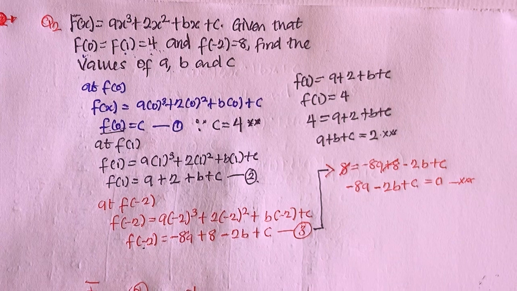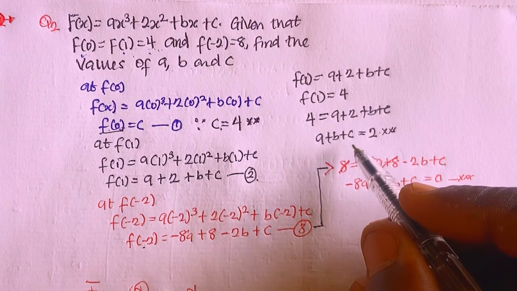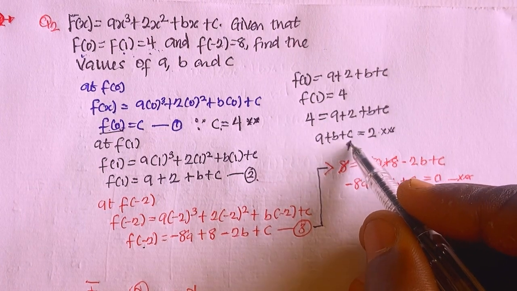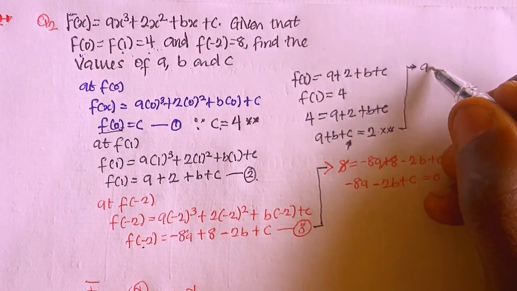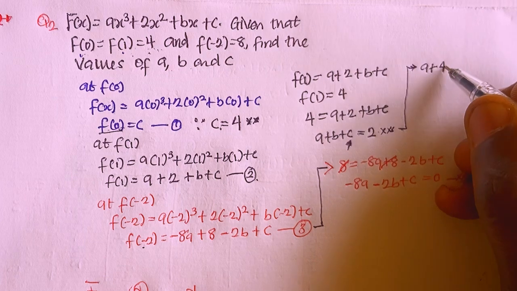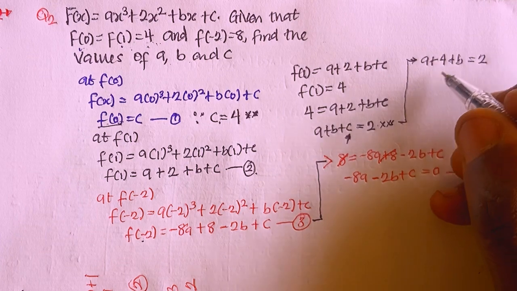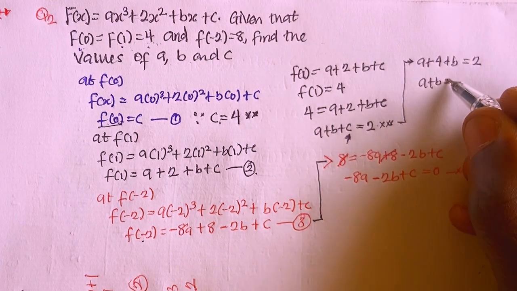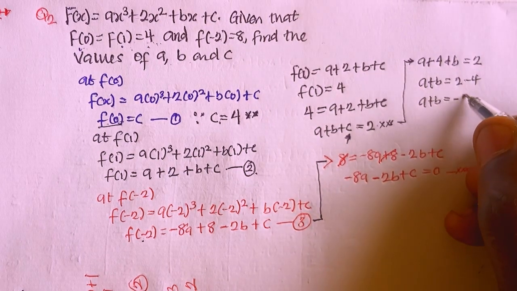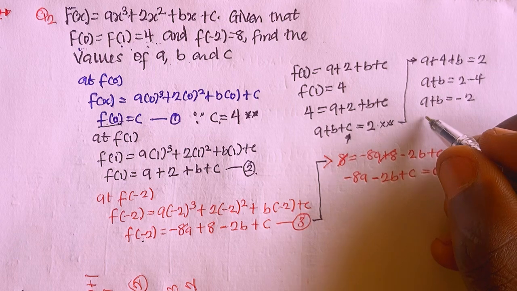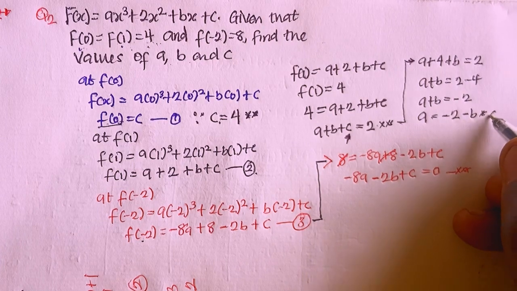So what we are going to do is that from the first aspect here, our c is equal to 4. Let's just come back to this. What if we take this as 4? If we put 4 here, what's going to happen? We're going to have a plus 4 plus b equals 2. So a plus b equals 2 minus 4. Then a plus b equals minus 2. So you can simply make a the subject here. We are going to have a equals minus 2 minus b.